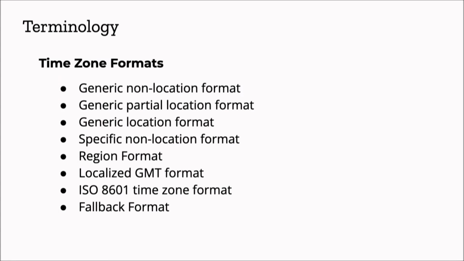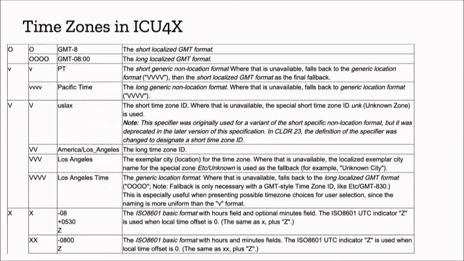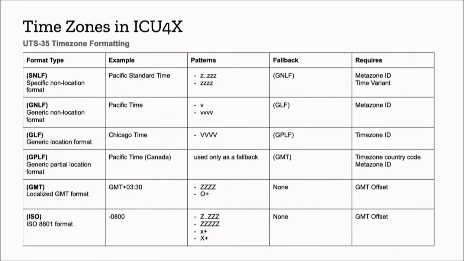Then we have all the time zone formats: generic non-location, partial location, all of these, which are specified in the UTS 35 specification. So like when you're formatting dates and you have YYYY, MM, DD, we also have all of the time zone pattern symbols, O and V and X, and all of those. And I've compiled them into a little table here of all of their patterns and what they need to fall back to.